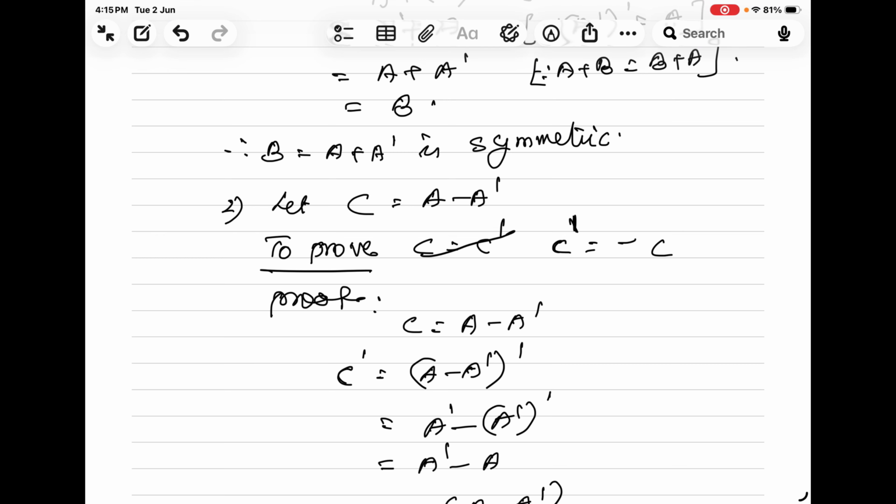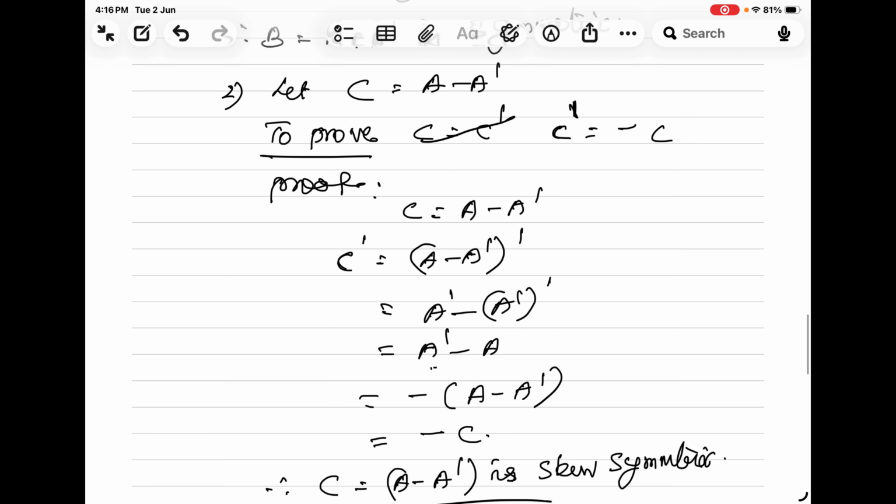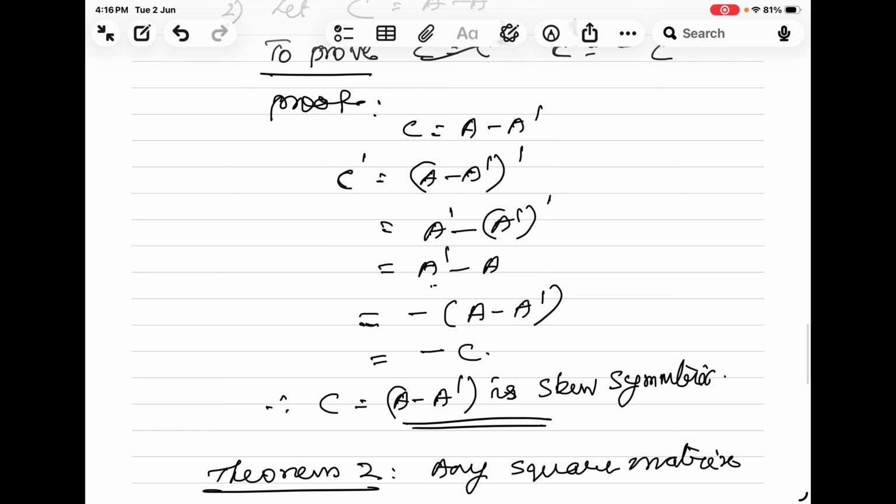Okay, what is the result? Same result, that (A plus B) whole transpose equal to A transpose plus B transpose. That's equal to A transpose minus (A transpose) whole transpose, which is A. That's equal to, you can take minus outside, minus of (A minus A transpose). That is negative C. So C is equal to A minus A transpose is skew symmetric because C transpose equal to negative C. Therefore, C equal to A minus A transpose is skew symmetric.